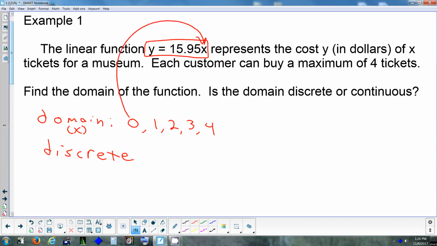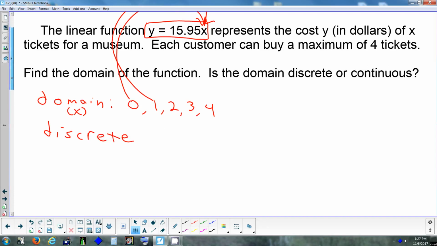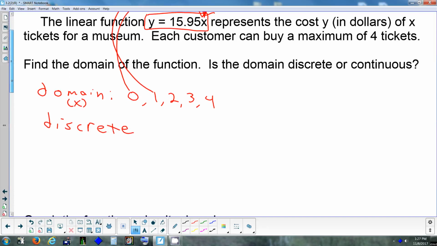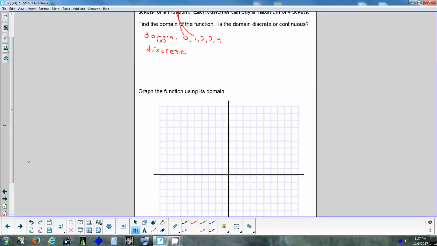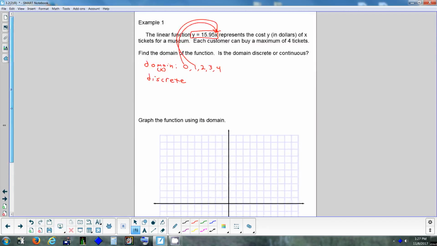Exactly. So in this case, you'd have 5 separate problems. You plug in all of those: 15.95 times 0, 15.95 times 1, 15.95 times 2, 15.95 times 3, 15.95 times 4. Each one of those answers you get is going to be your Y values, and that will be your range. So tomorrow on the test, we may ask you to find the range. That's what you have to do. Plug in each number, and the answer that you get will be your range.